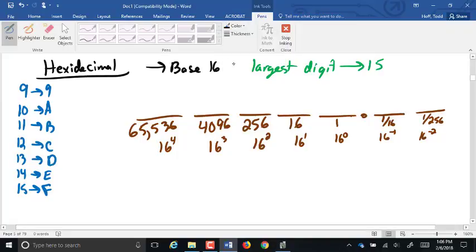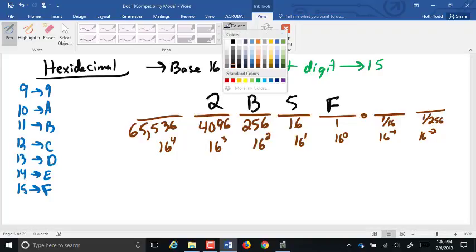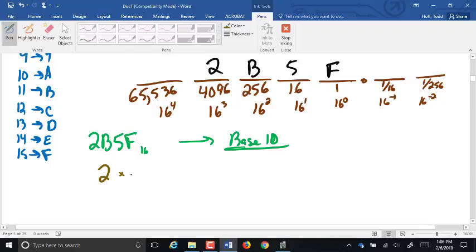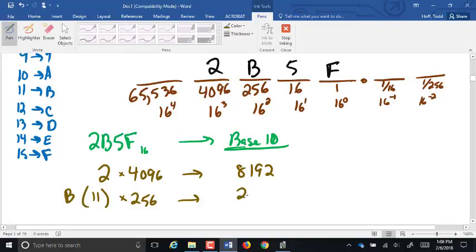So if I have a hexadecimal number, 2B5F hex, going to base 10. We again just have to go by the place values. The 2 is in what place value? 4,096. Says 8,192. B, which stands for what? 11, is in the 256 place value. So that is going to be 2,816. Is that right?